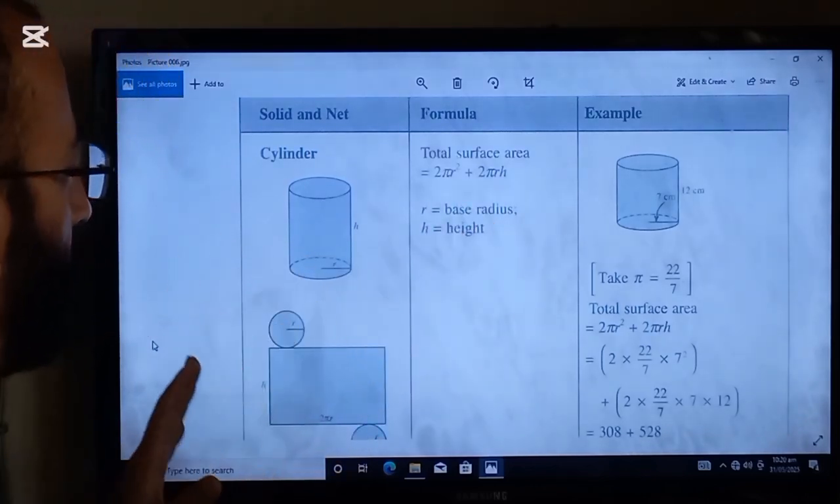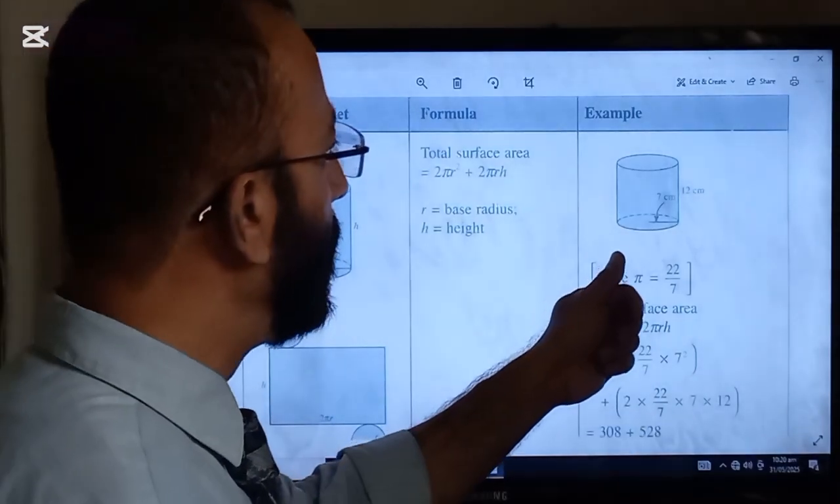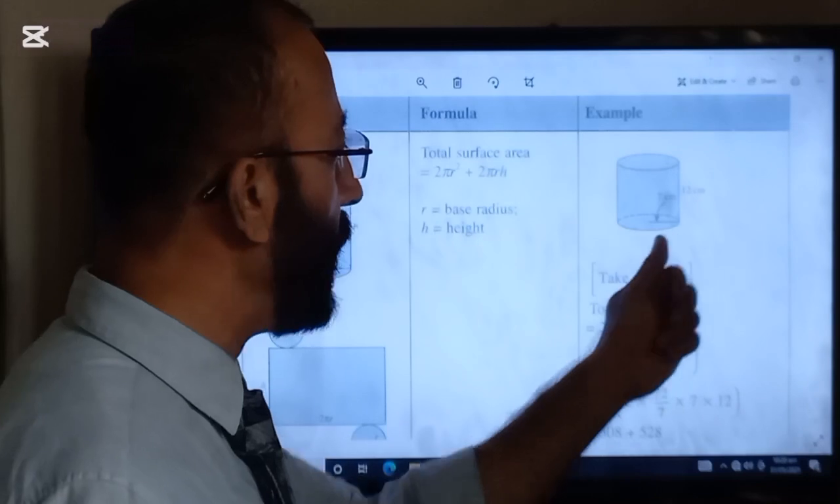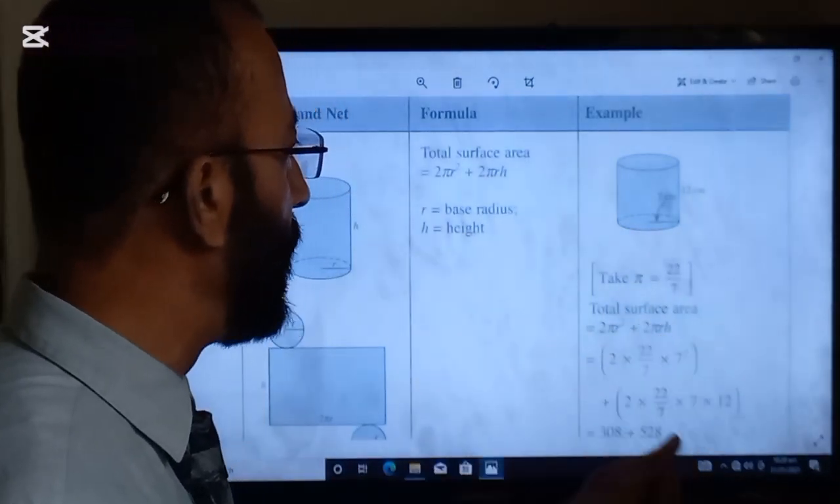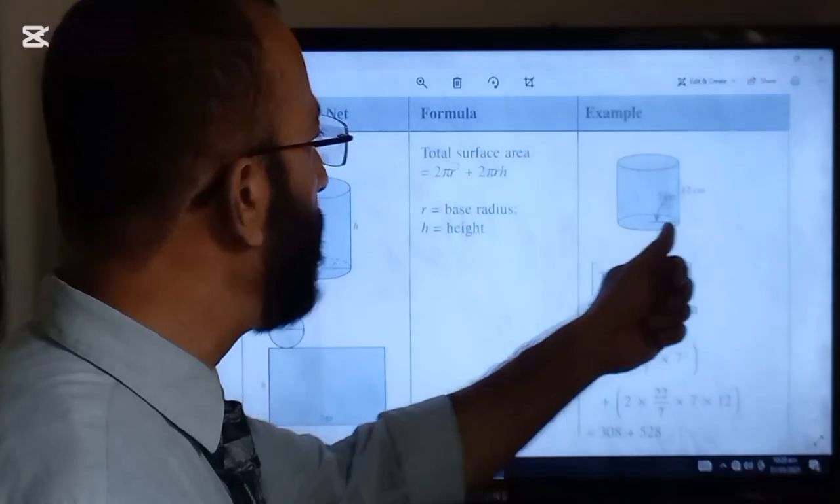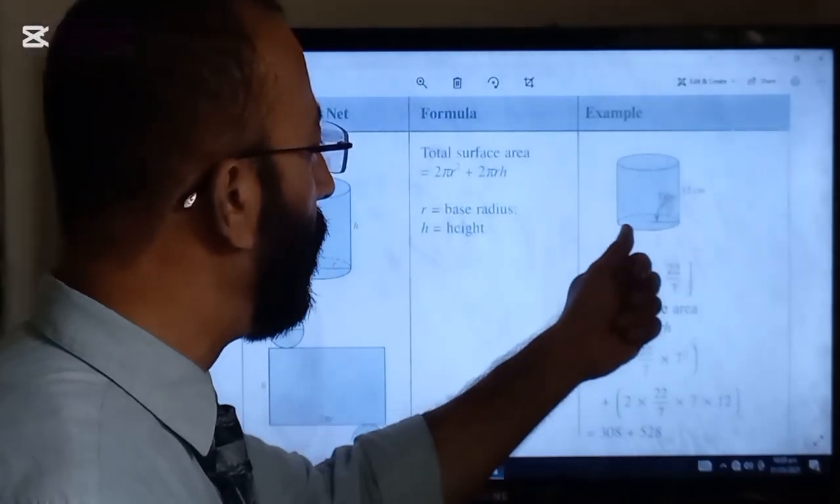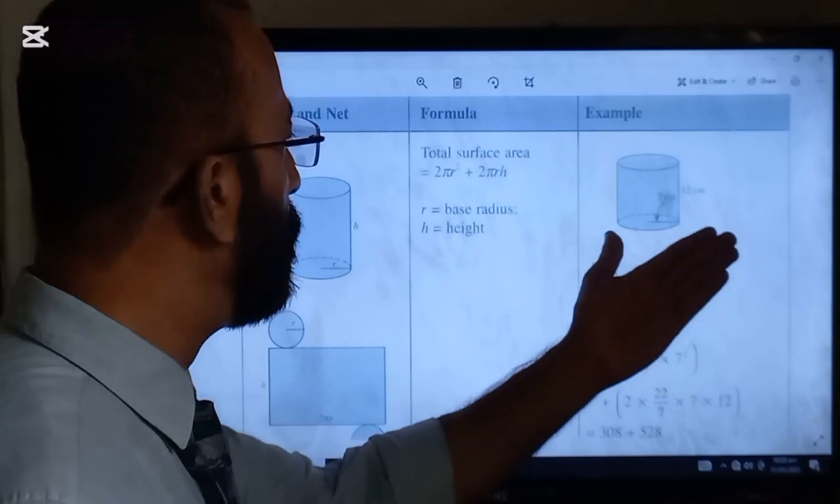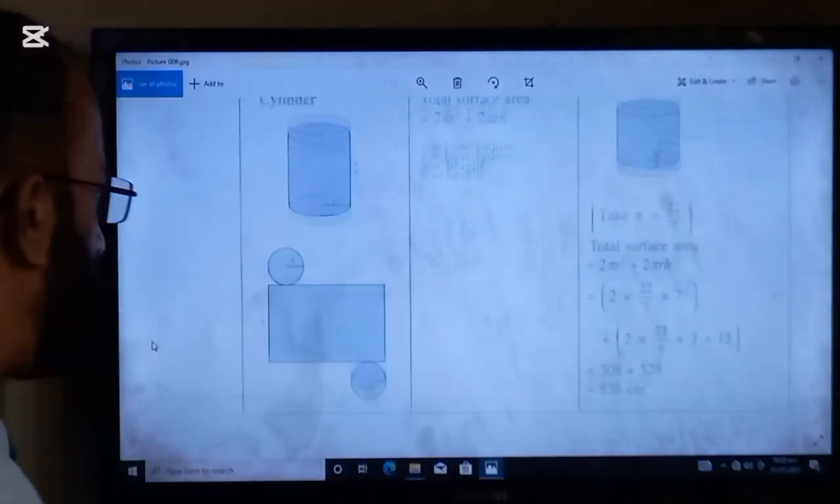Now we will clear this concept with the help of an example. We are given a cylinder whose radius and height is given. Pi is 22/7. Requirement is find the total surface area. So we will put these values into this formula because pi and r and h, everything is given now. So put the values into this formula, solve it on the calculator, you will get the answer.